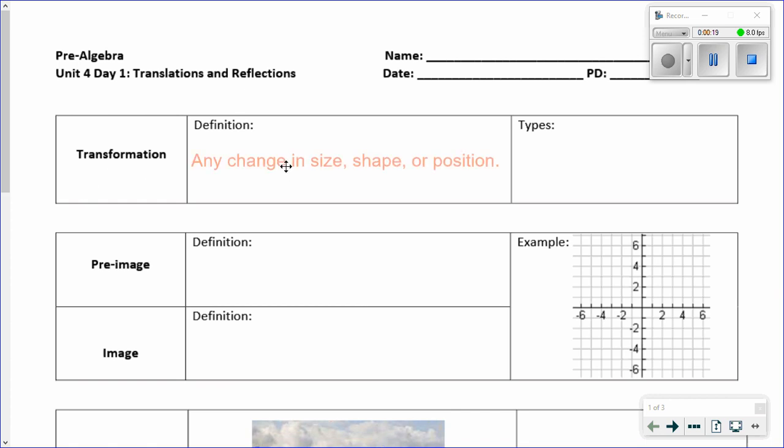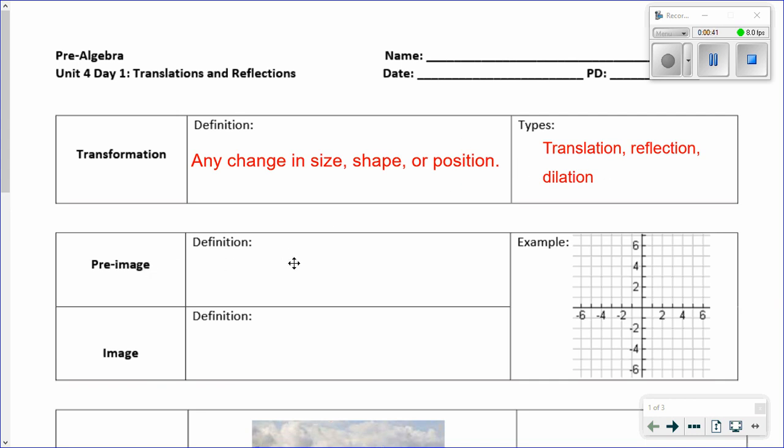So a transformation is any change that we make to a shape, or polygon, whatever you want to call it, in size, shape, or position. Okay? And we're going to be doing 3 different types. We're going to do translations, reflections, and dilations. Today we're only focusing on the first 2.